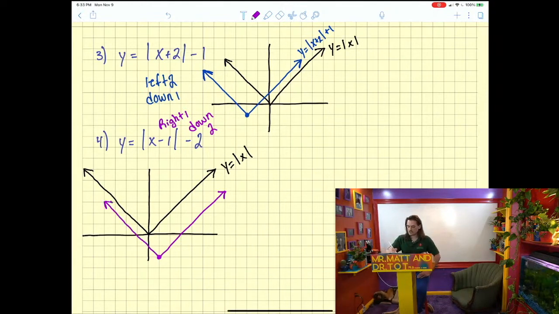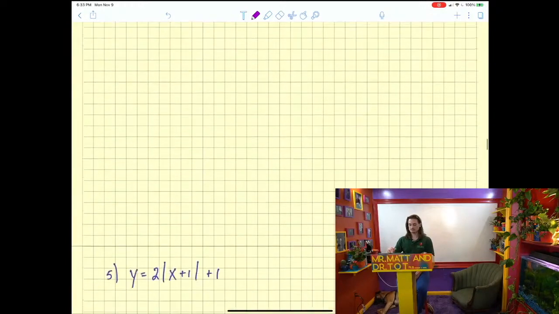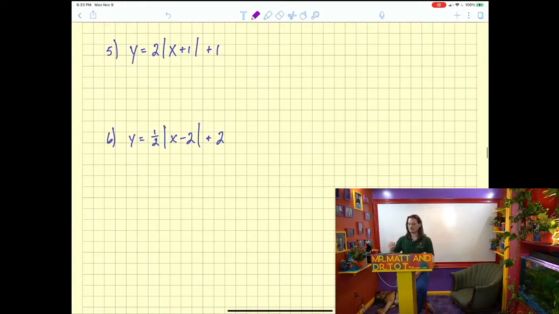And that's the function of y is equal to the absolute value of x minus 1, quantity minus 2, excuse me. If you have any questions, please let me know. Otherwise, I'll give you 4 minutes. Please look at 5 and 6.